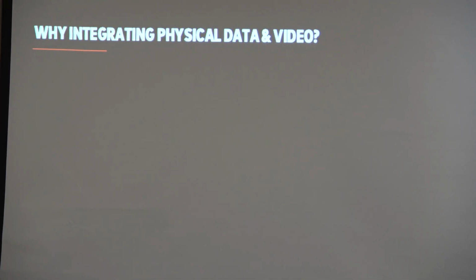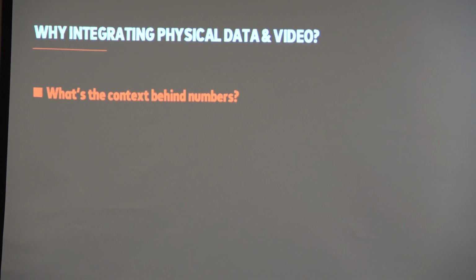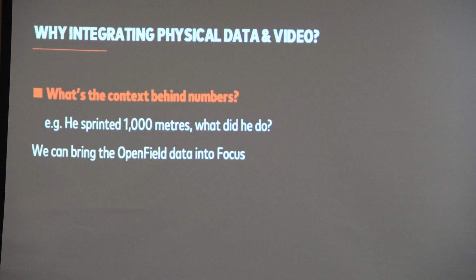The first type is what are the contexts behind the numbers? When you see a GPS report, when you see some player is running 1,000 sprint meters, what does that mean? What did they do?